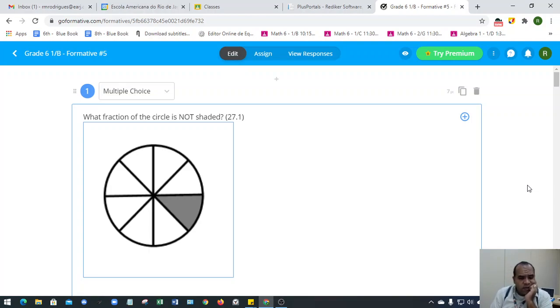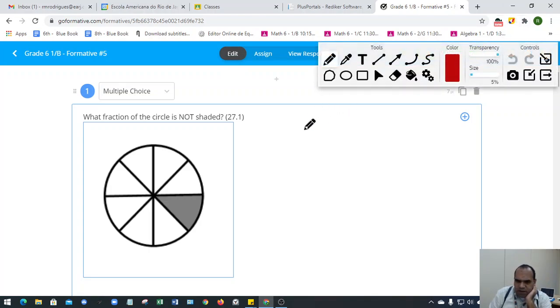Let's understand the question here. What fraction of the circle is not shaded? Remember the information over here. Let me use my web painting here. Great. It's not shaded, guys. Attention over here. Not. I look for not shaded. Okay? How can I solve this problem?